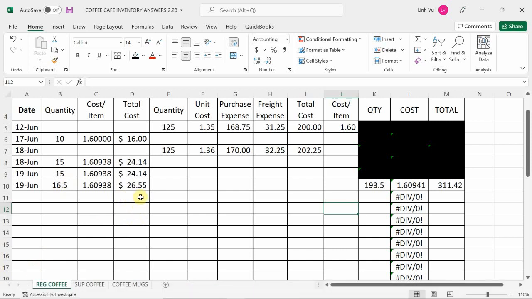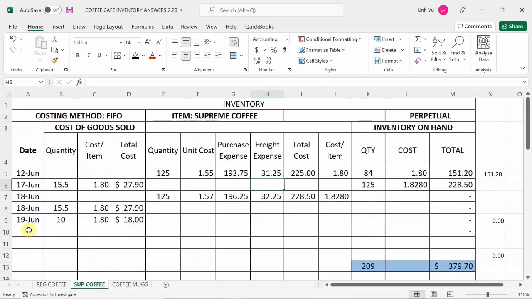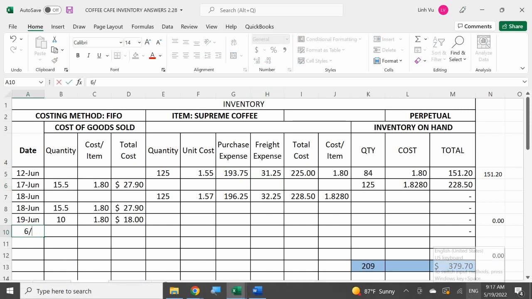So I know that I sold $26.55 and I should have $311.42 left remaining in my regular coffee account. So Supreme Coffee, we use 16 and a half pounds, okay?